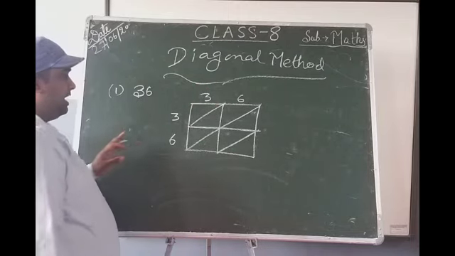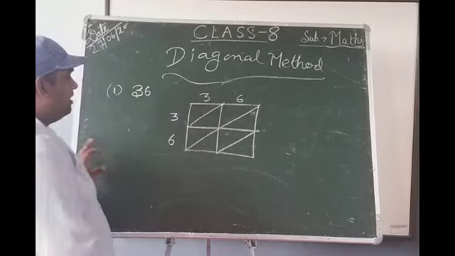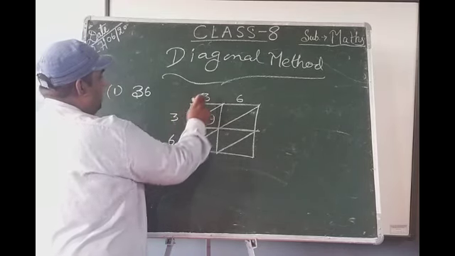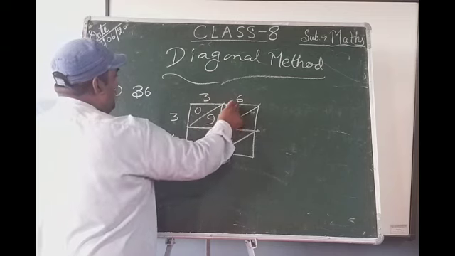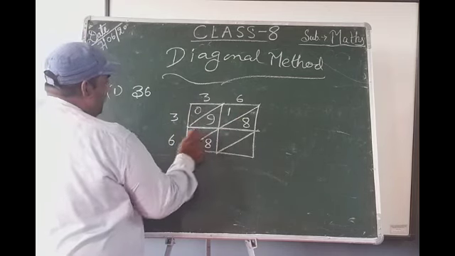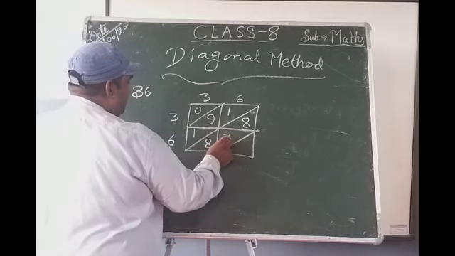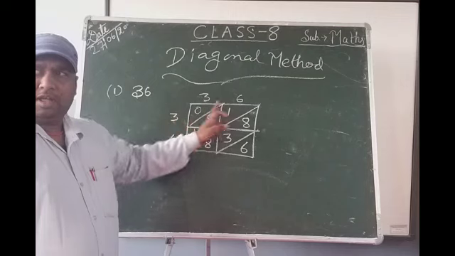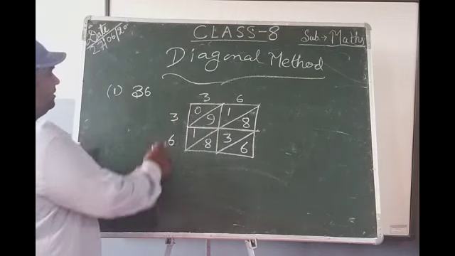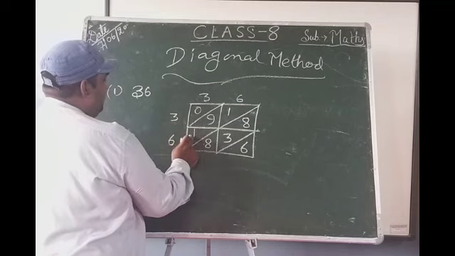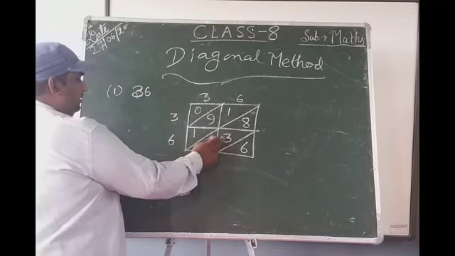Now you have to multiply. What is the way of writing? 3 into 3, it will be 09. 3 into 6, 18. 6 into 3, 18. And 6 into 6 will be 36. What we have to do is multiply one by one and get the result: 3 into 3, 09; 3 into 6, 18; 6 into 3, 18; 6 into 6, 36.